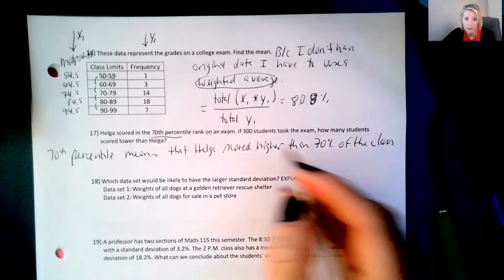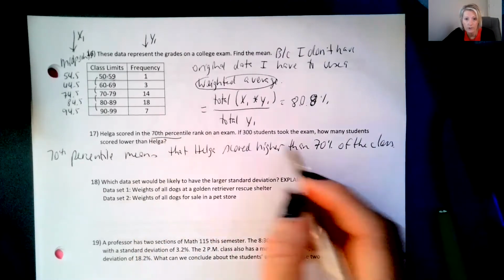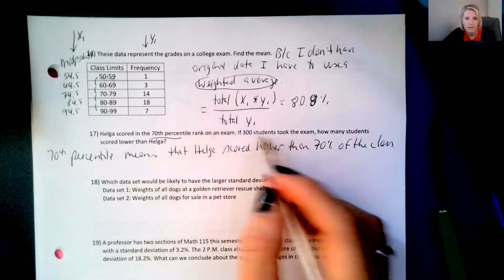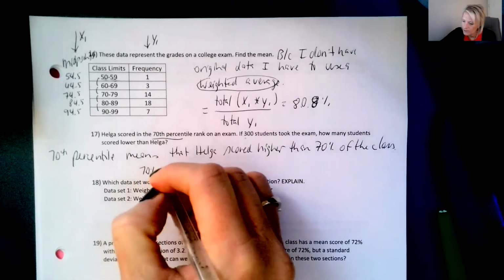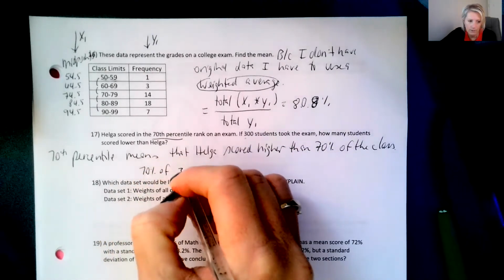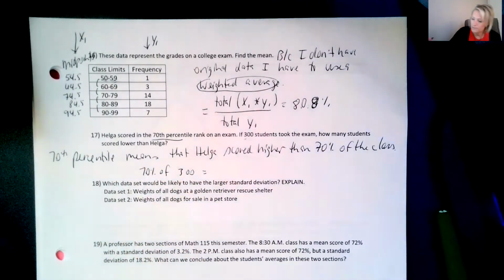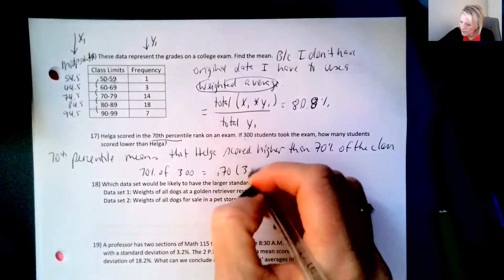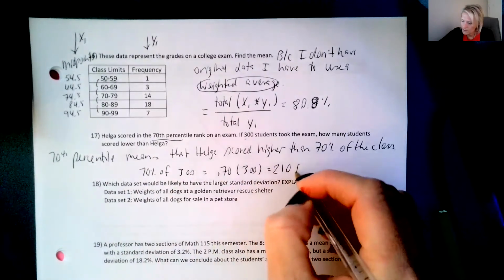We don't know what her score was, but the 70th percentile tells us that she scored higher than 70% of the other students. How many students scored lower than Helga? That would be 70% of them. So 70% of 300 equals 0.70 times 300, and that should be 210 students.